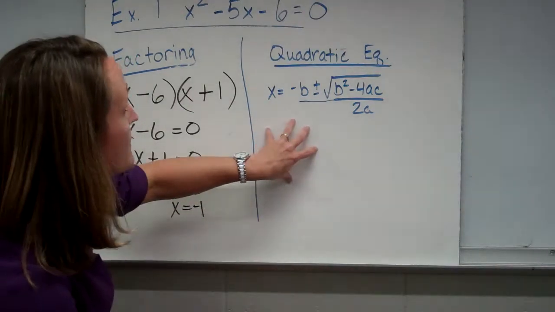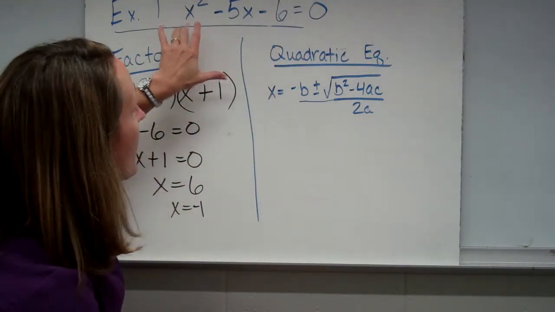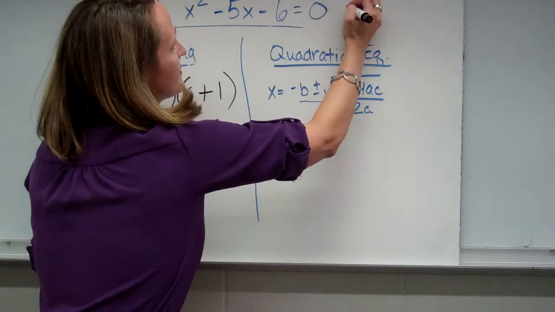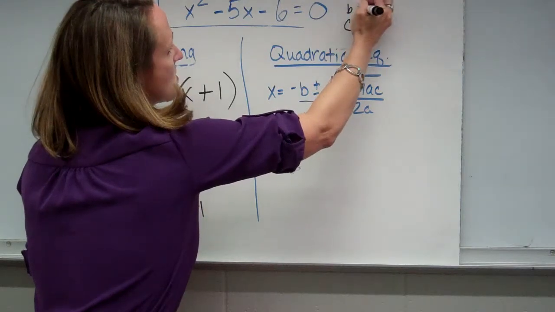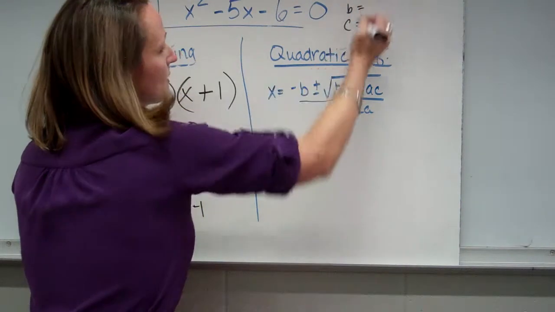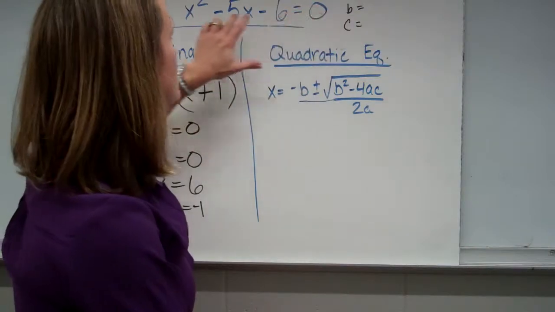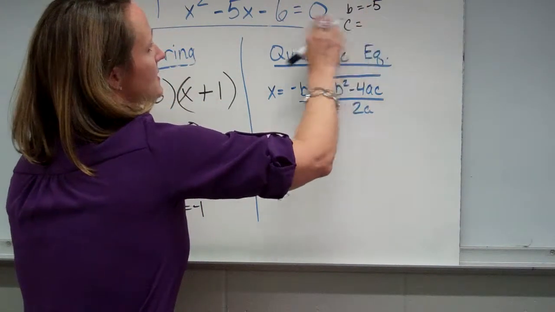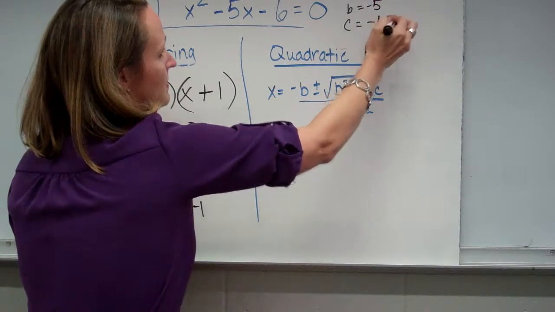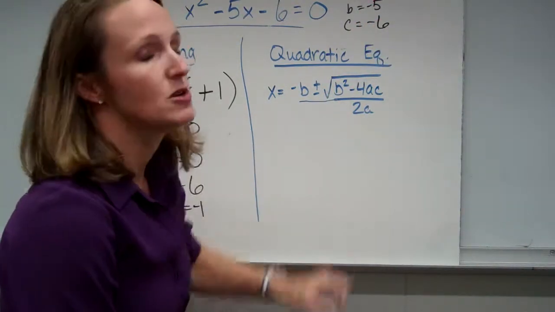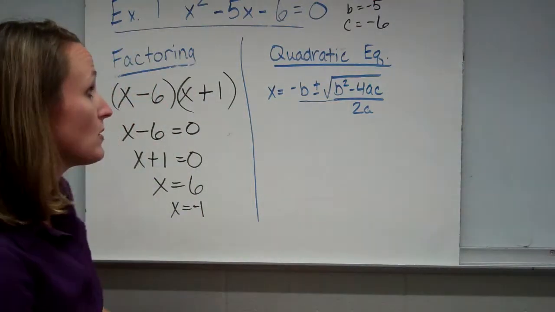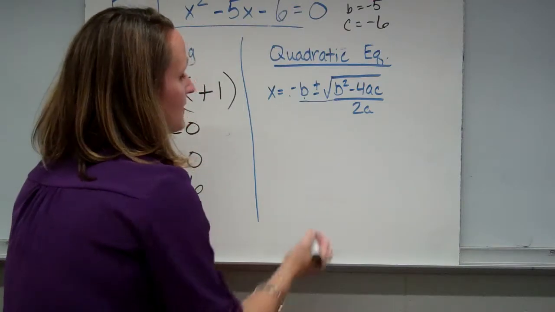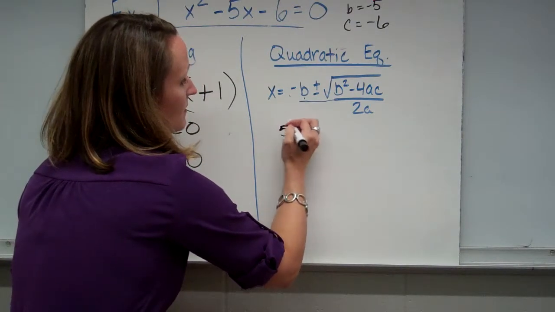Okay, so let's try the same equation using the quadratic formula. Let's first find our a, b, and c values. Well, I've already told you that a equals 1. b is negative 5. And c is negative 6. That's important because we need to know a, b, and c as we plug it into the quadratic formula. So we need the opposite of b. Well, b is negative 5, so the opposite would just be 5.